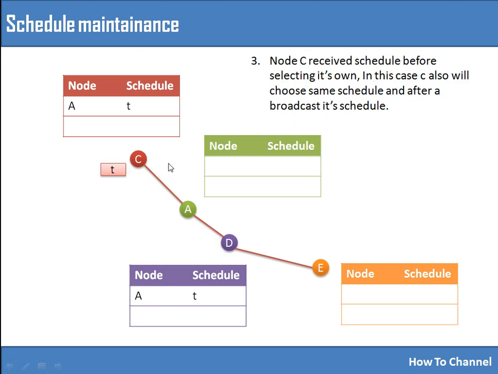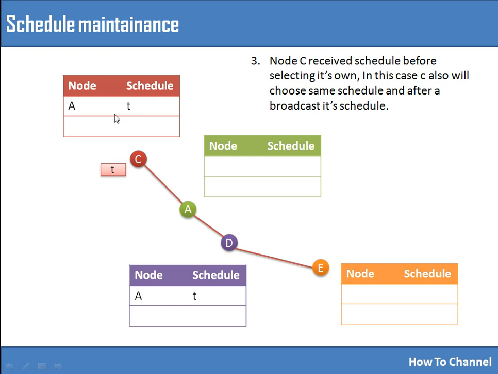Now there is a third possibility. It might be possible that a node has decided its own schedule, and after deciding its own schedule it has received one more schedule from its neighbors. So in that case it is going to follow both.